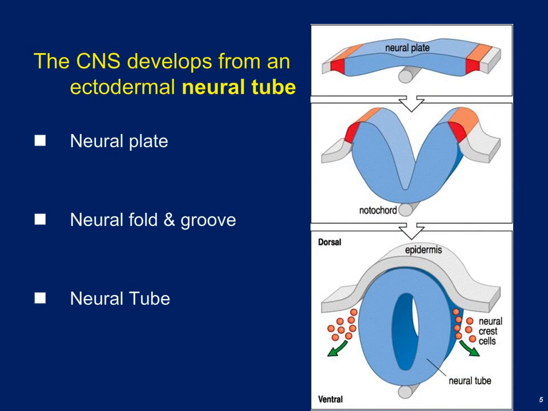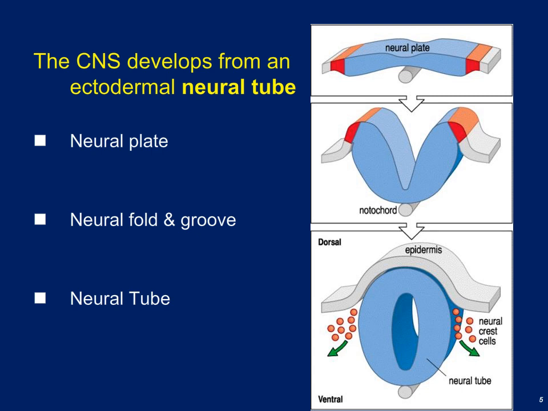Now, before we talk about the functions of the brain, we need to talk a little bit about how the brain and spinal cord are formed during the embryonic period. Remember, the embryonic period is the first few weeks of development of a baby, which will start out as an embryo and eventually become a fetus, and then when it's born, a neonate. And so in the first few days of embryonic development, we have formation of something called the neural tube, and the neural tube will form the brain and spinal cord.